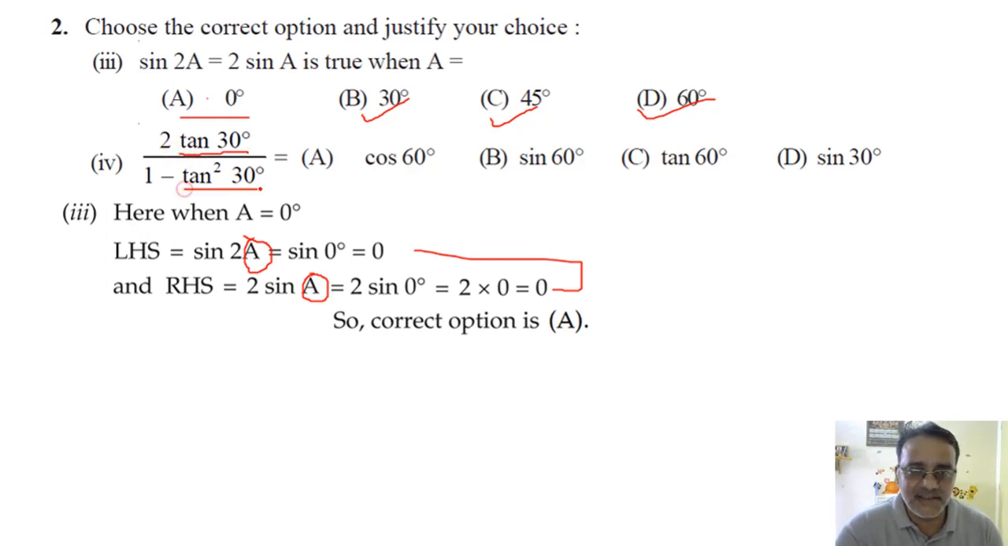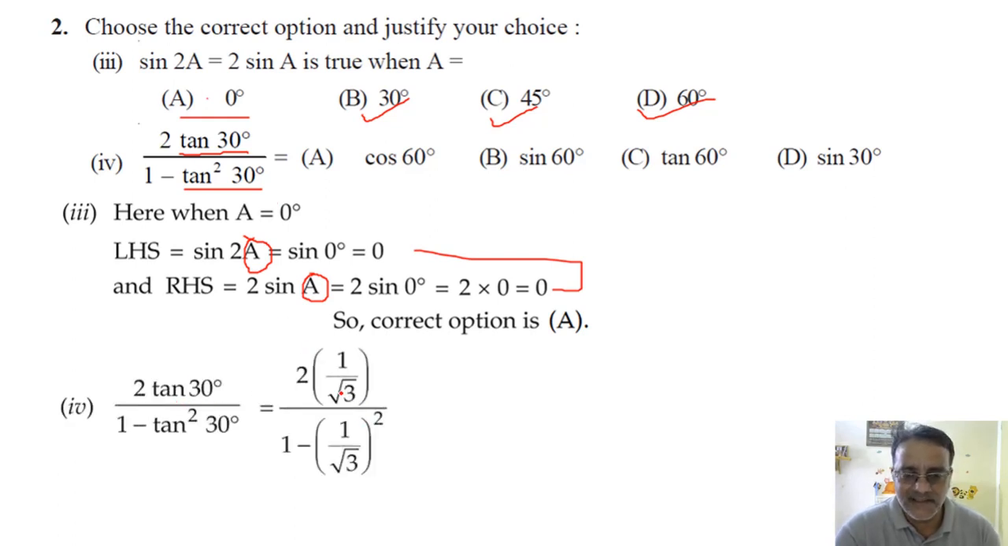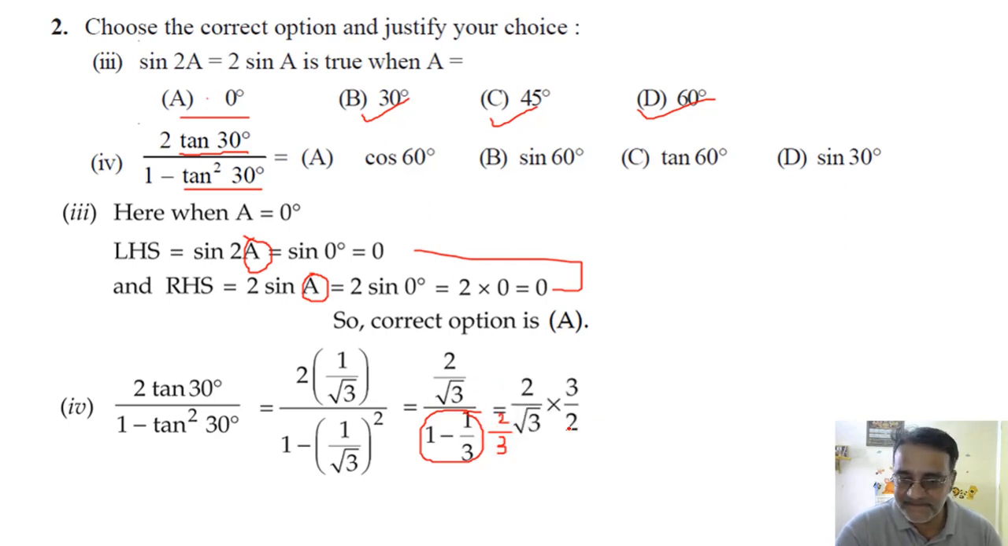Tan 30 degree is 1 by root 3. Already we did this in the first bit. So we are going to substitute the value of tan 30 degree. That is 2 by root 3 upon 1 minus 1 upon 3. And 1 minus 1 upon 3 is 2 by 3. If we write it as a product, we have to take its reciprocal. This 2 will be cancelled, and this root 3 also we can cancel, and we'll get root 3.